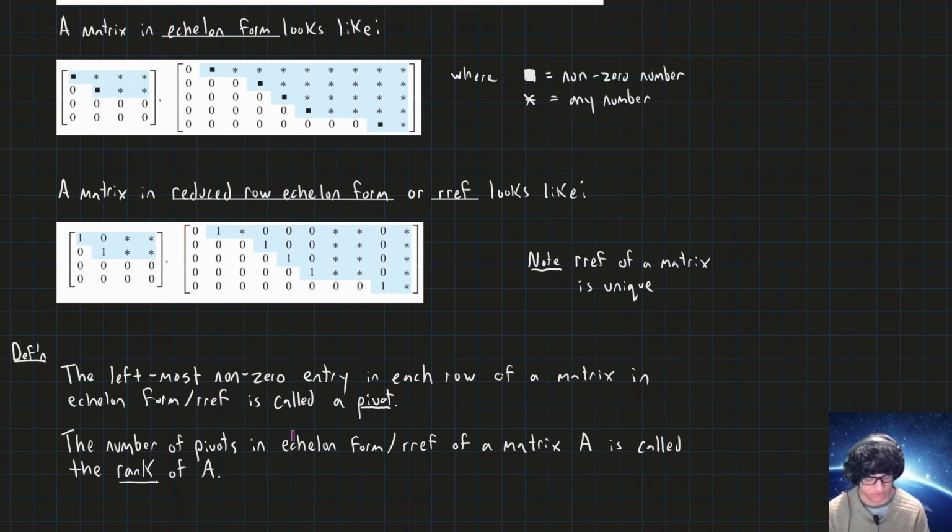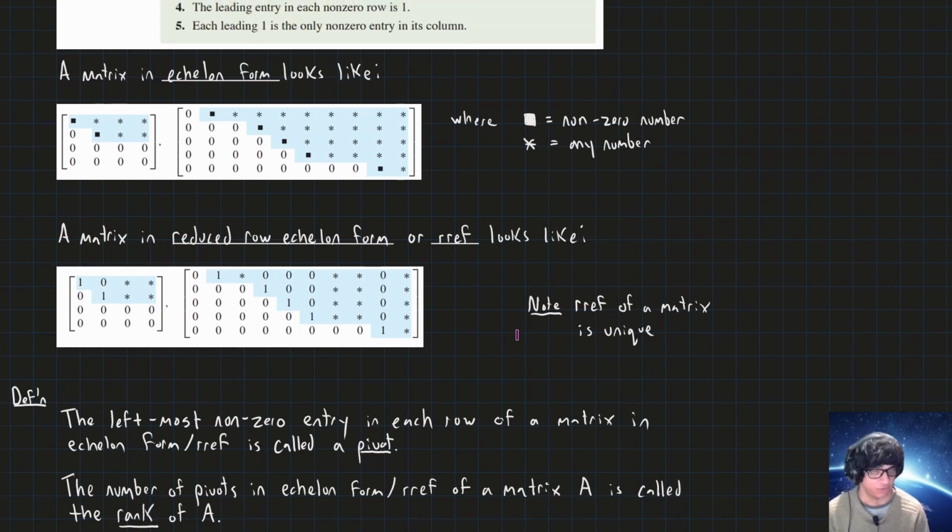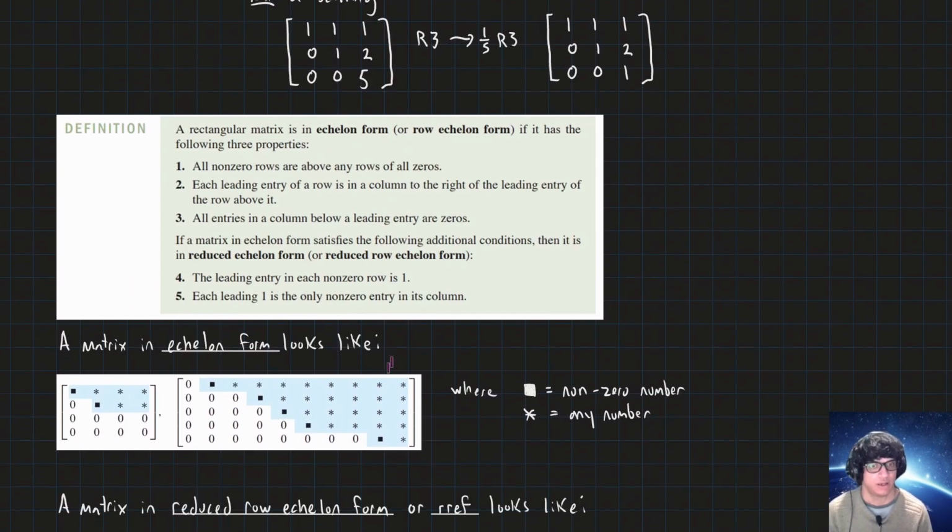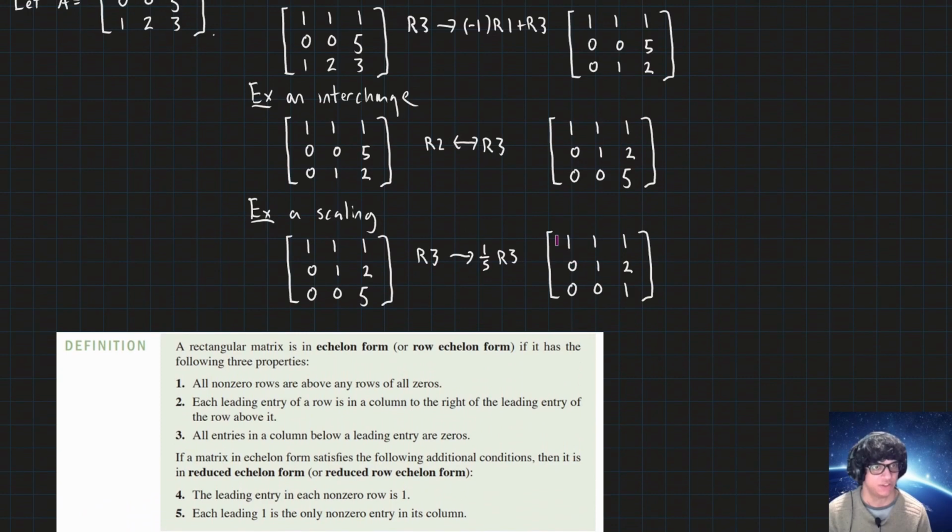The number of pivots in an echelon form is called the rank of a matrix. The rank of a matrix reveals a lot about the matrix. It's probably the most important thing about the matrix. For example, the rank of this matrix is 1, 2, 3, 4, 5. The rank of this matrix is 2, with 2 pivots. Same with these two. And the rank of this matrix up here is 3.